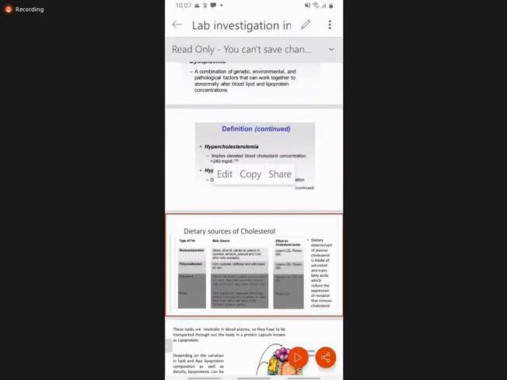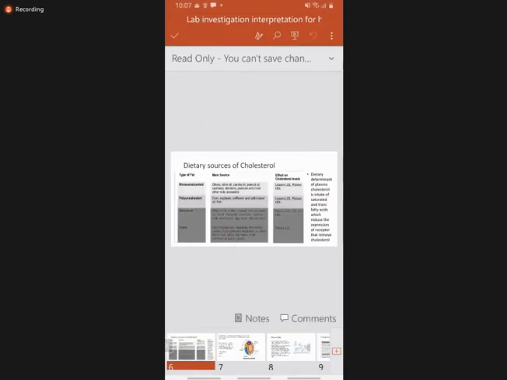Dietary sources of the cholesterol: from the polyunsaturated fatty acids, we have corn, soya bean, sunflower, fish oil, seed oils, and so on.